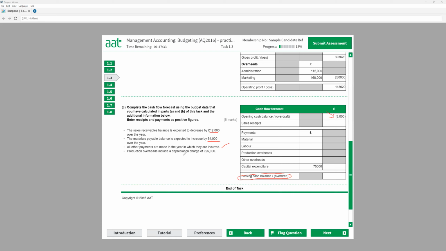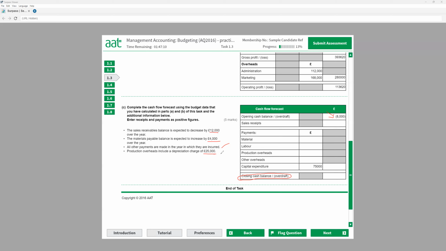Production overhead included depreciation of 25,000. Remember that depreciation is a non-cash item, and because of the depreciation no cash actually goes out from the bank, so you have to ignore it because depreciation has no impact on the cash flow in the bank.